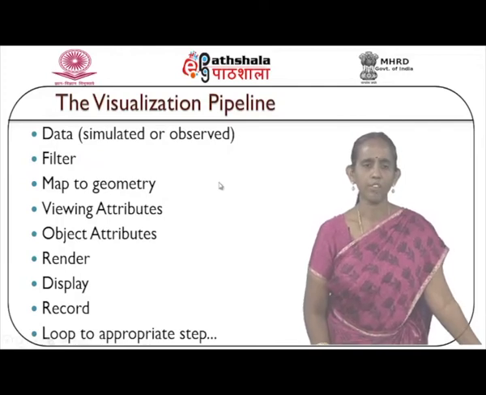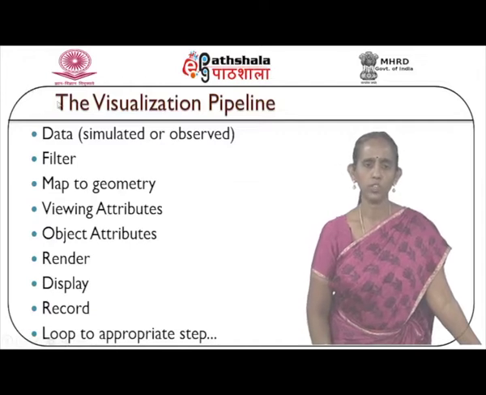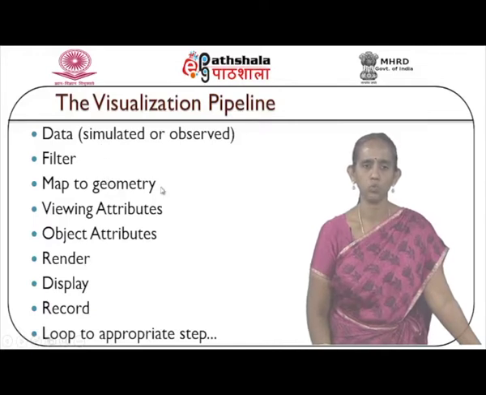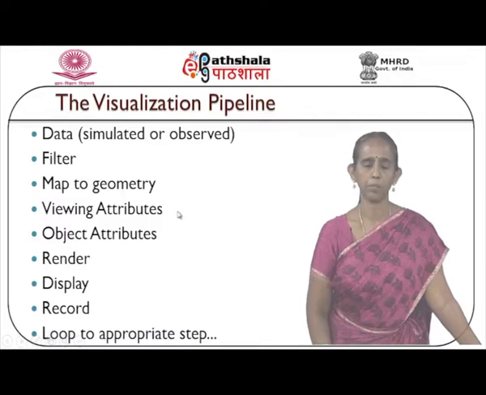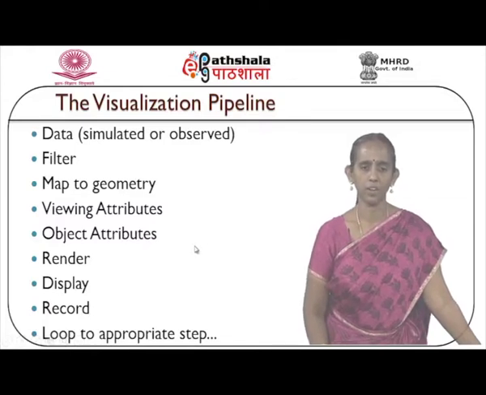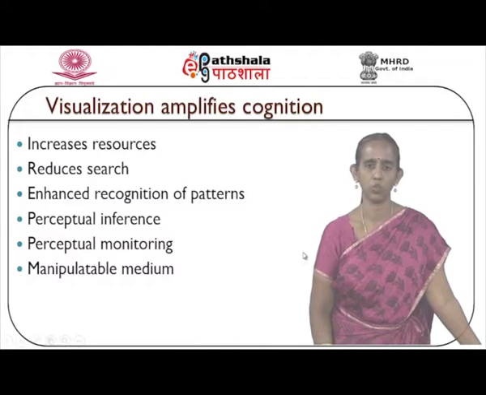Already we have looked at the visualization pipeline in the previous module. According to the visualization pipeline, the simulated or observed data set is first filtered out, and then it is mapped onto some geometrical attributes, and these geometrical attributes are later mapped onto the viewing attributes and object attributes, and finally they are rendered onto the screen, onto the display device, and the final rendering can be either recorded or displayed to some appropriate end users.